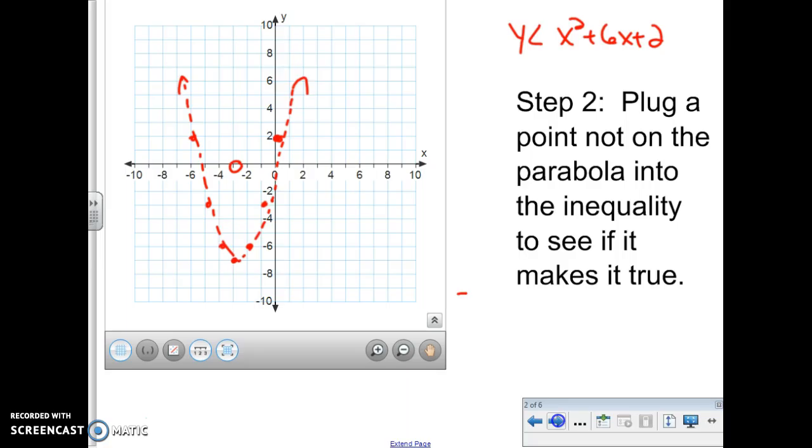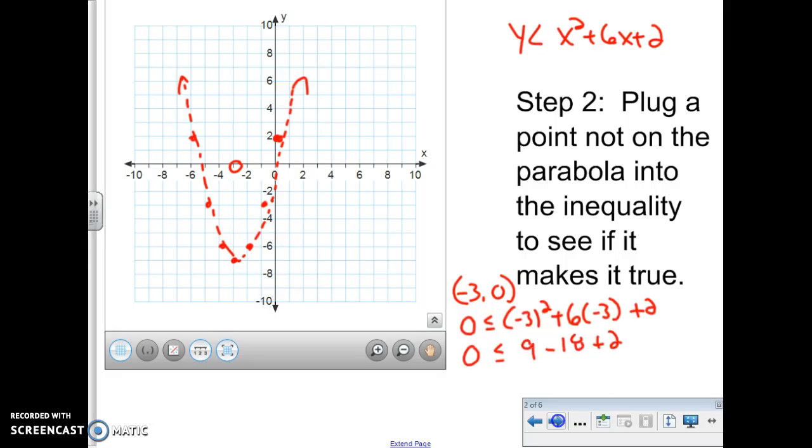I want to see when I plug -3, 0 into this inequality, is that a solution to this inequality? Is it going to make it true? So I'm going to put 0 in place of y. Then I have -3 squared plus 6 times -3 plus 2. So I have 0 less than 9 minus 18 plus 2. Should just be less than, huh? 9 minus 18 is -9, plus 2 is -7. All right, is -7 bigger than 0? No. So what do I do next?